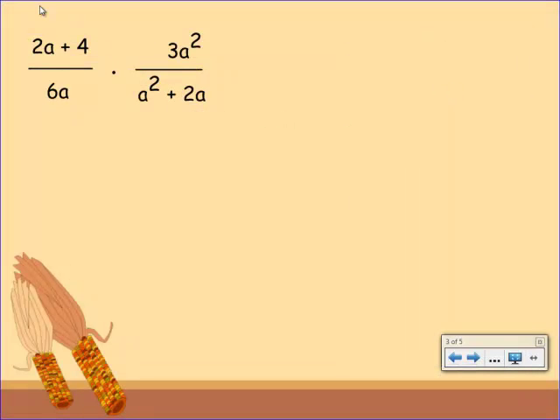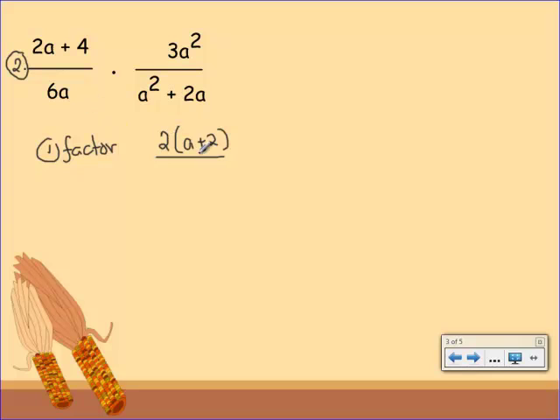All right, example number 2. We again have a multiplication problem. So I'm going to do my steps. Step 1, I'm going to factor. Factor, factor, factor. Okay, first one I can pull out a greatest common factor.